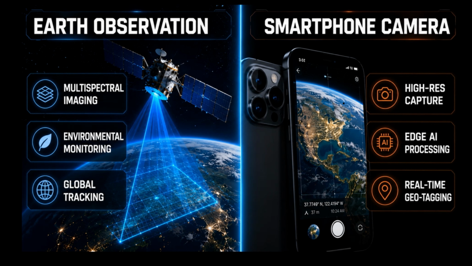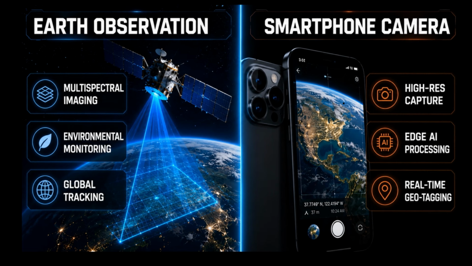We have the various ways in which we can apply remote sensing, either with the use of the smartphone camera or with Earth observation. The smartphone camera helps to take high resolution pictures, and modern smartphone cameras have a feature called Edge AI processing, which can carry out real-time geotagging. When you observe the Earth from satellite, it affords you the ability to carry out multispectral imaging, environmental monitoring, and global tracking.